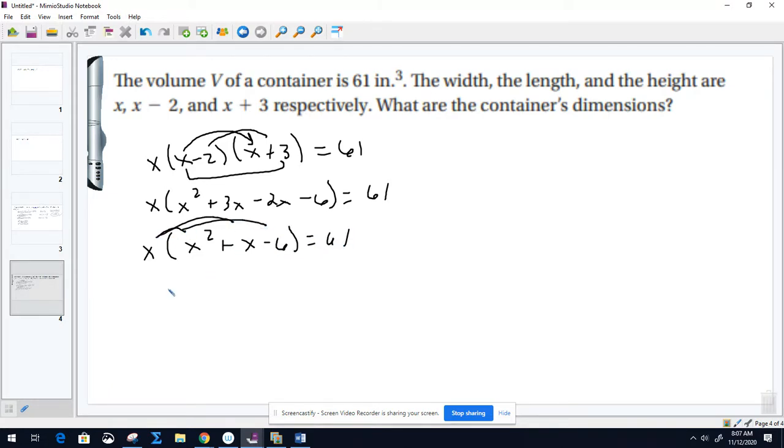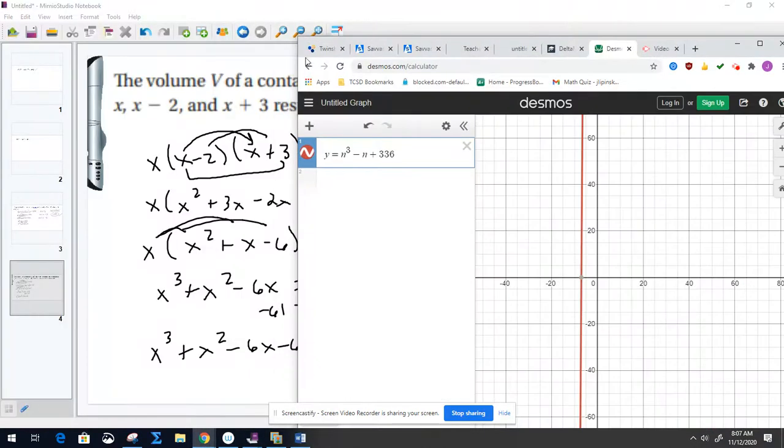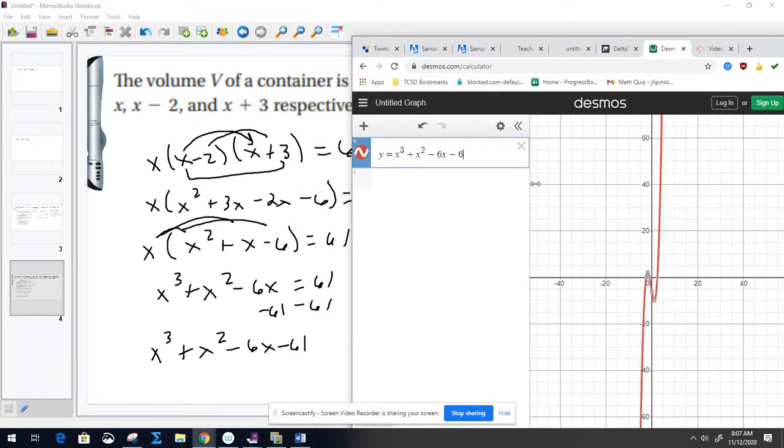Distribute. So it's going to give you x cubed plus x squared minus 6x equals 61. Subtract 61, so there's my constant term, minus 61. And then I'm going to go to Desmos again and enter that in there. Y equals x cubed plus x squared minus 6x. Again, remember, it's only going to give you one answer. So it's where it crosses. That would be the one answer there.